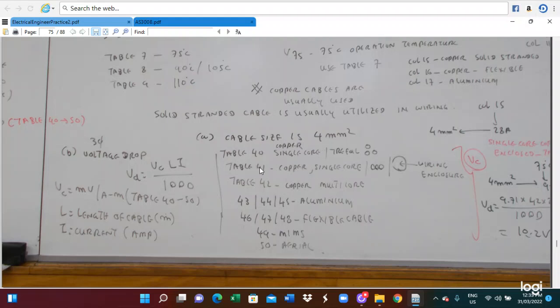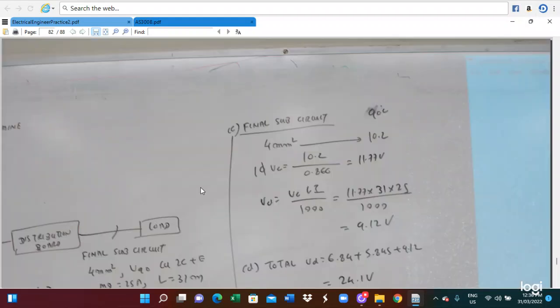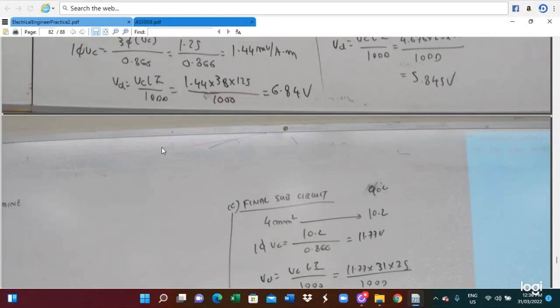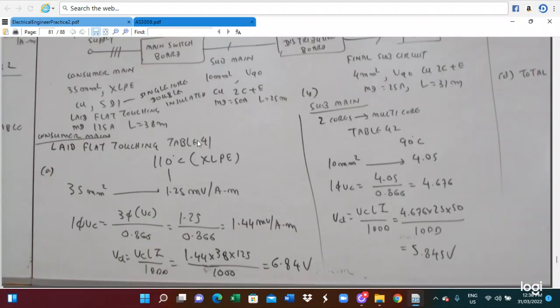In this case, this problem is a copper single-core, and this is a wiring enclosure, so we use table 41. For leaflet touching, we use table 41. So in this case, we find table 41.